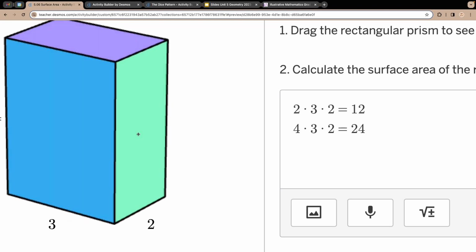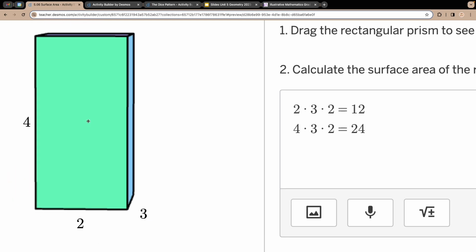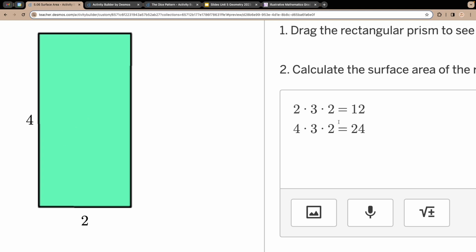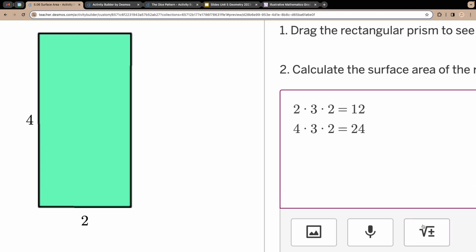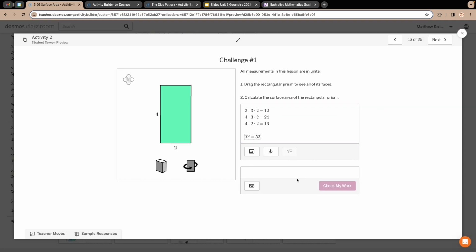Then 1 more. We got the purple. We got the blue. What about the sides? The sides are 4 by 2. 4 times 2. And there's 2 of them. There's a left and a right side. So times 2. 8 times 2 is 16. So altogether, the surface area of this figure is 12 plus 24, which is 36. 36 plus 16 is 52. So that is the surface area of this figure.